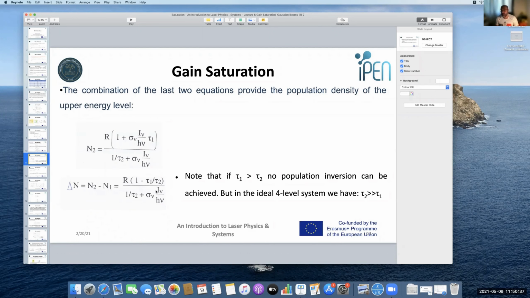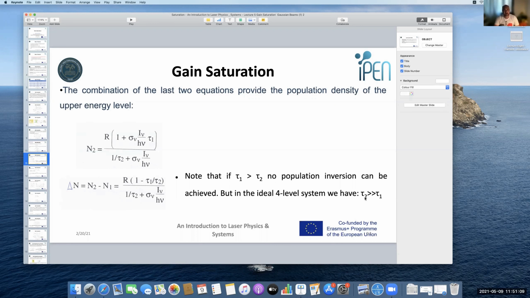Also what we can see is that in order to build population inversion, we have gain. T1 over T2 should be much smaller than 1, which means, what do we expect? Always in lasers, we would like the lifetime of the electrons on the upper laser energy level to be much longer than in the lower one, in order to give time to the system to build the population inversion. Okay?